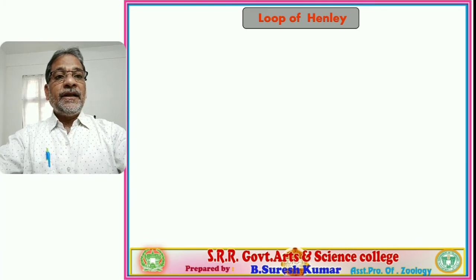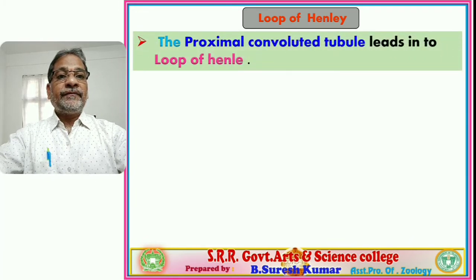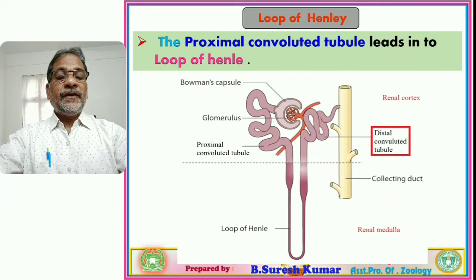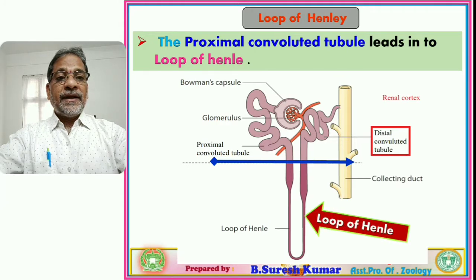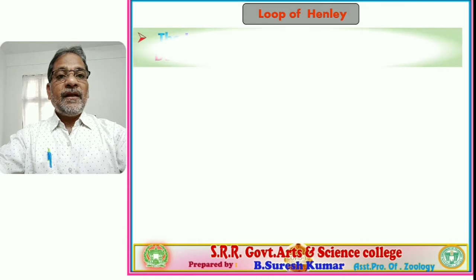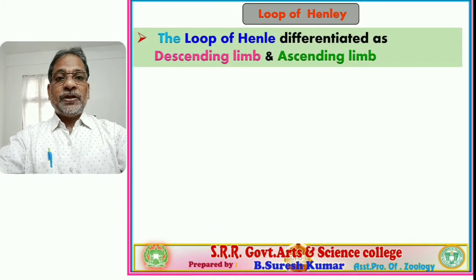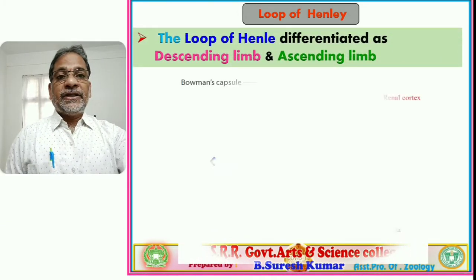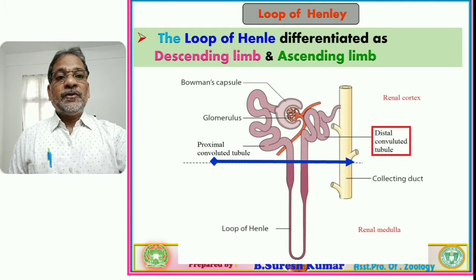Next, the PCT leads into the loop of Henle. Let us see the features of the loop of Henle. The scientist Henle revealed this part, hence it is termed the loop of Henle. It appears like a U-shaped tube. You observe, this is the loop of Henle. It is a hairpin shape, otherwise a U-shaped tube, that is retained in the medulla portion. The loop of Henle is differentiated again into two regions.